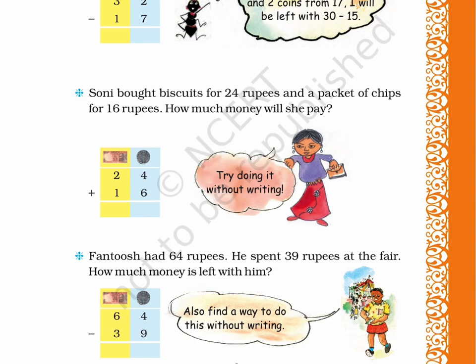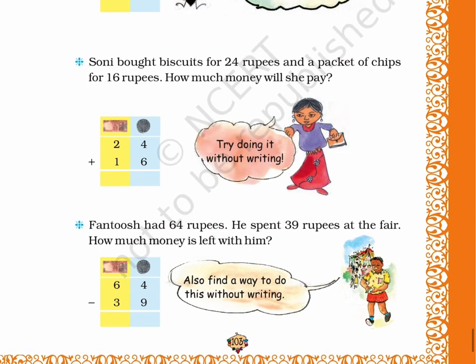Row 2, Column 1, number 1 is written. Column 2, number 6 is written. And there is a plus sign in front of number 1. Row 3 has both columns with empty spaces for writing answers. Sony, holding a purse, is standing at the right side of the table and is saying, "Try doing it without writing."